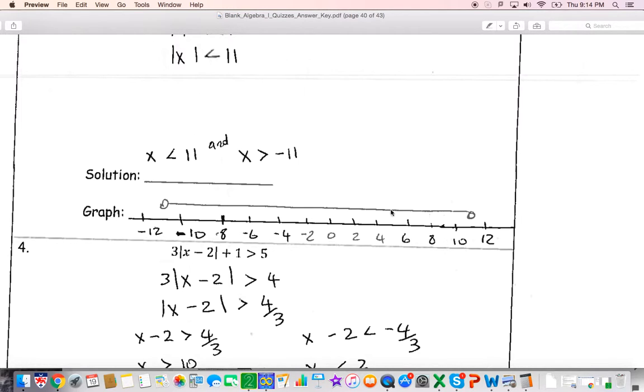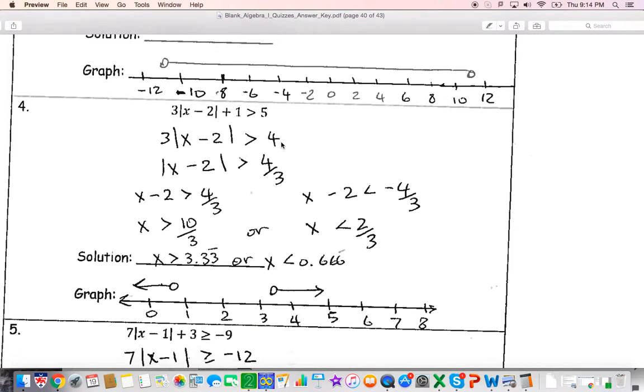These two things work together. When you graph it, you see that greater than negative 11 and less than 11 means that both are happening simultaneously. So x is between. So I have it written this way. I could also have written it as negative 11 is less than x, which is less than 11. All right, let's keep it moving.